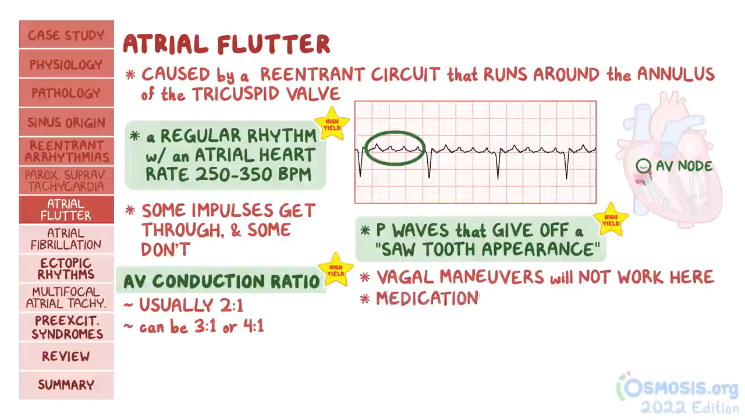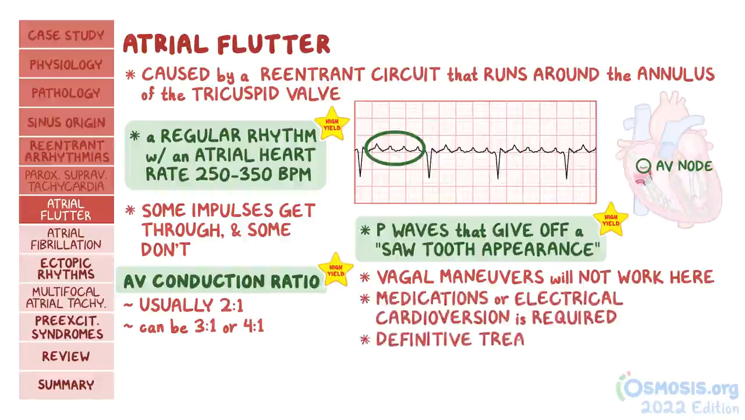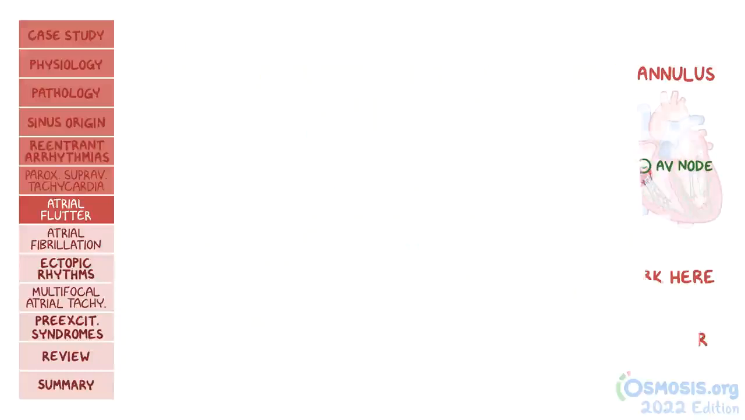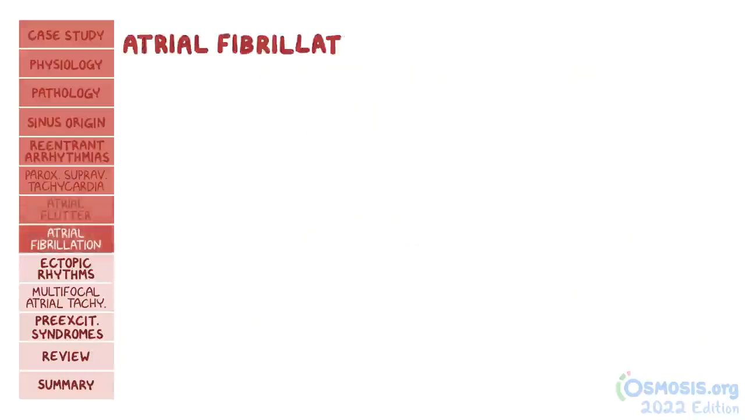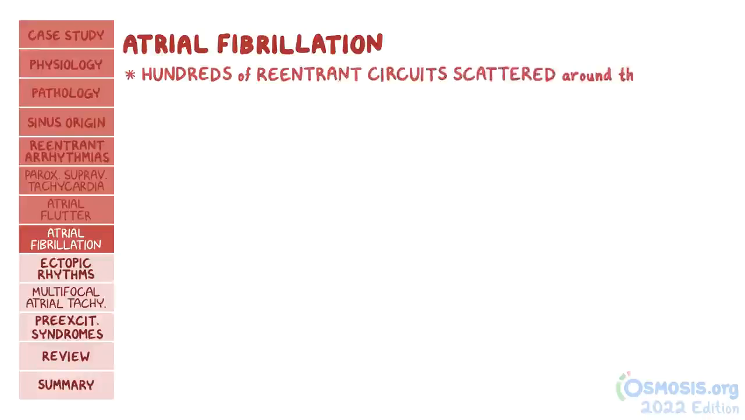Instead, medications or electrical cardioversion is required to keep atrial flutter under control, while definitive treatment can be done with catheter ablation. Okay, so in atrial flutter, there was a single reentrant circuit causing the problem. On the other hand, in atrial fibrillation, there are hundreds of reentrant circuits scattered around the atria.